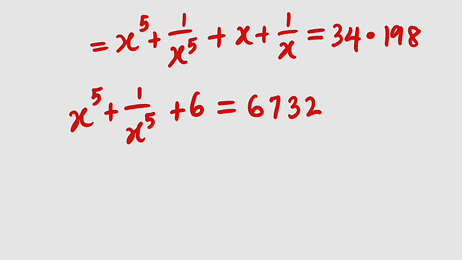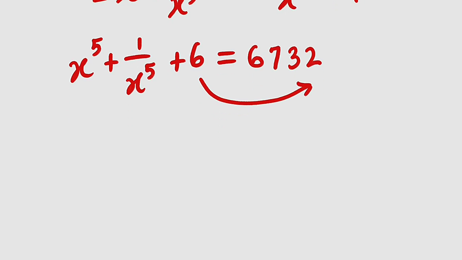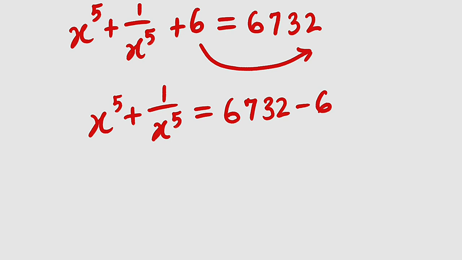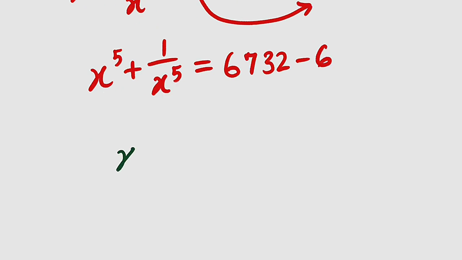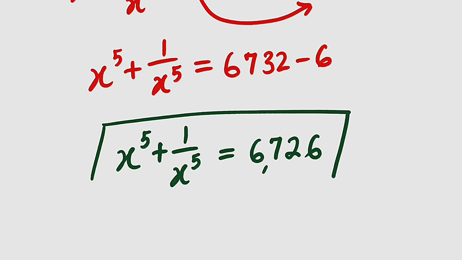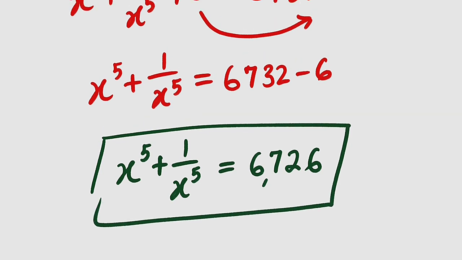Then finally, we take this one to the other side, it becomes negative. We have x to the power of 5 plus 1 divided by x to the power of 5 is equal to 6,732 minus 6. And if you subtract, you're going to obtain 6,726. We have x to the power of 5 plus 1 divided by x to the power of 5 as 6,726. Final answer. And this is exactly what we are looking for.